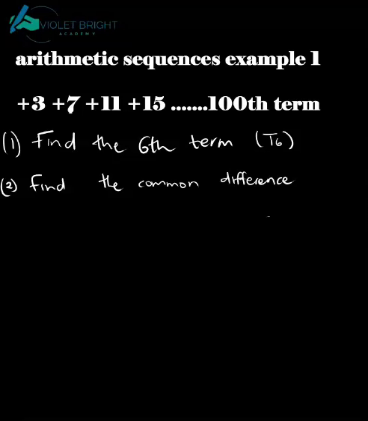So example number 1, we are given an arithmetic sequence here. The first term is 3, then plus 7, plus 11, plus 15, then dot dot till the 100th term. So you know that it's term number 1 till term number 100. So you know that the sequence has 100 terms.